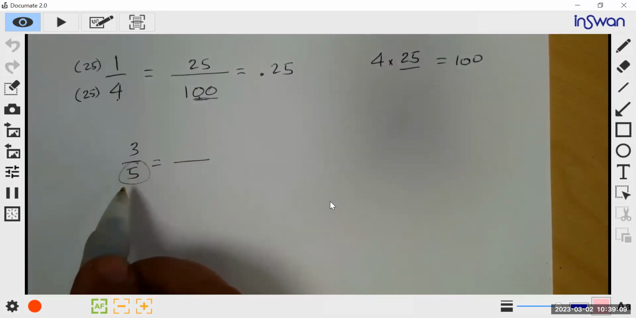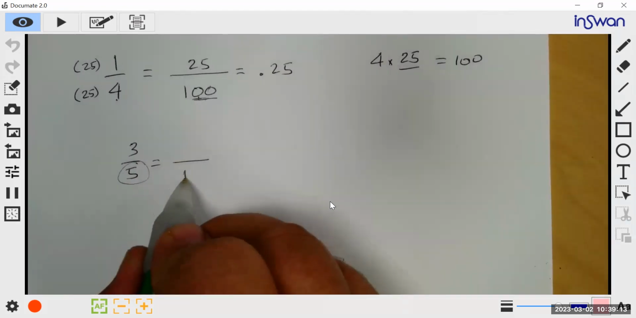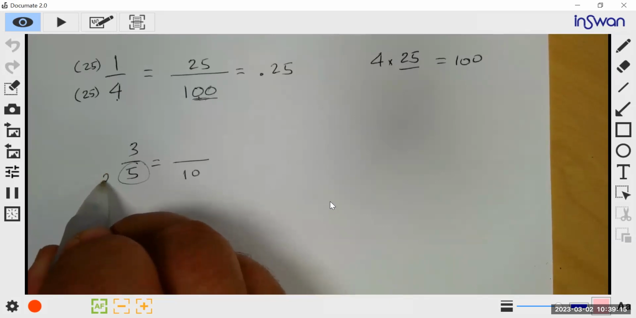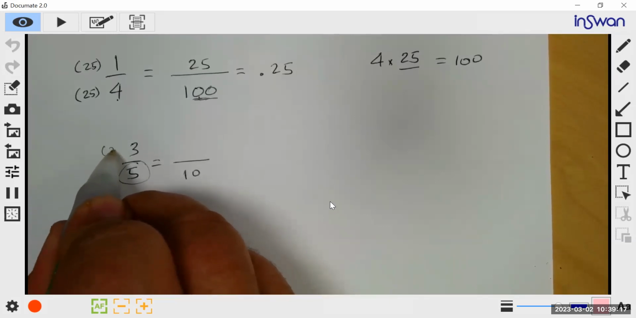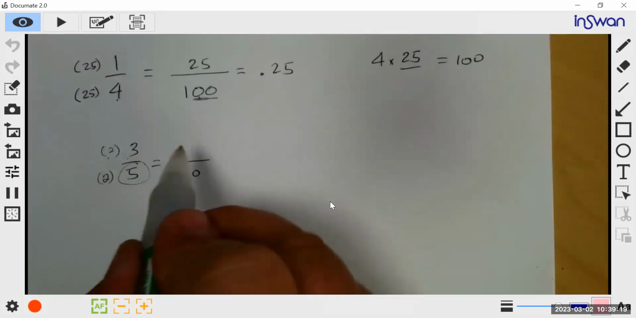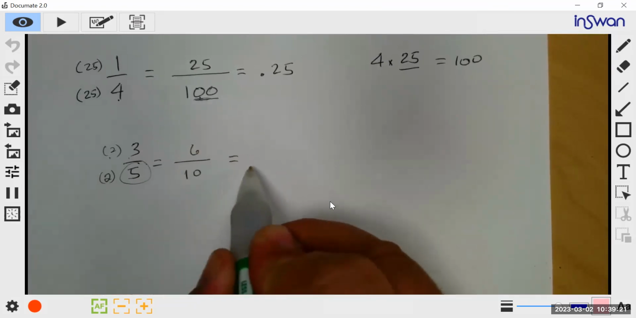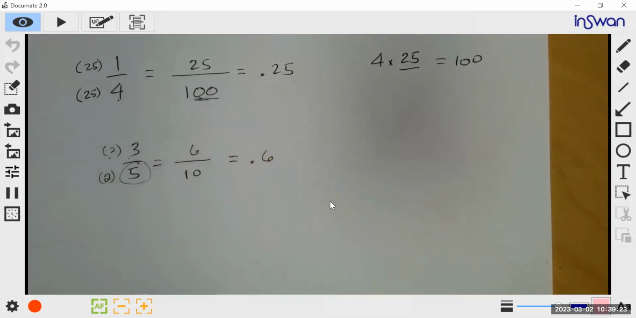What can we get 5 to? Can we get it to be a 10? Yeah. How do we get it to be a 10? Multiply by 2. So we do the top also. 3 times 2 is 6. So the answer is 0.6.